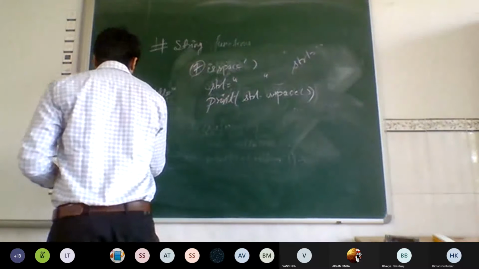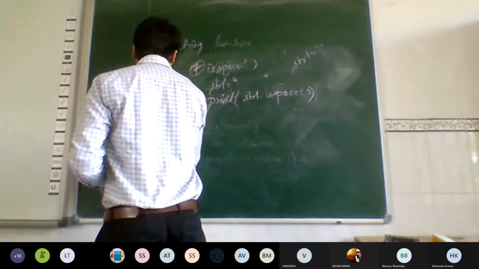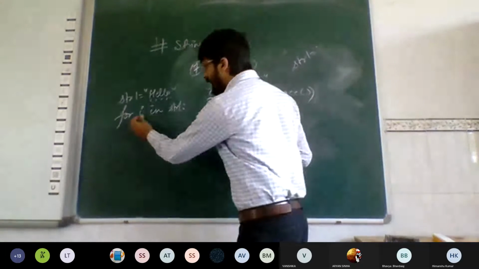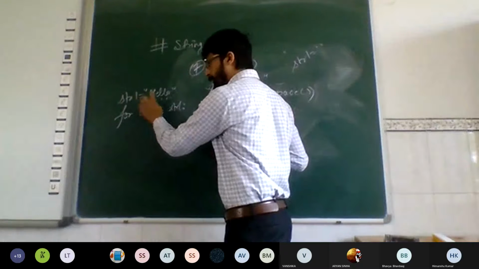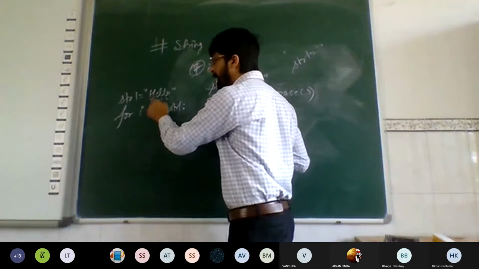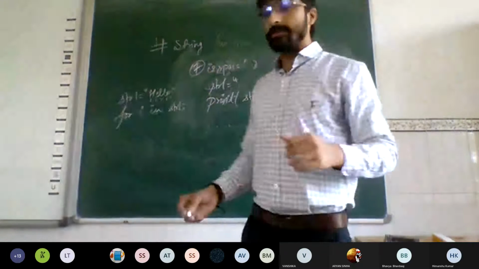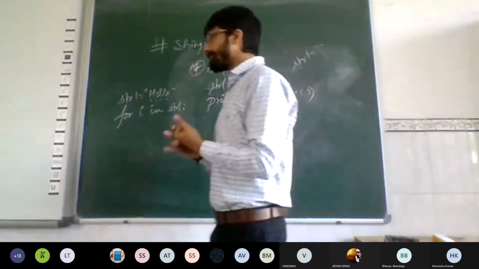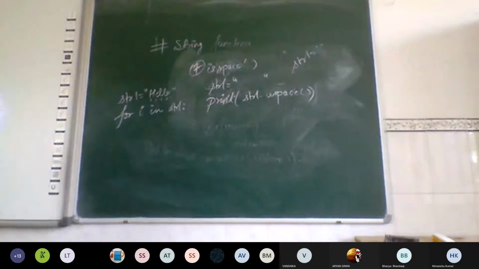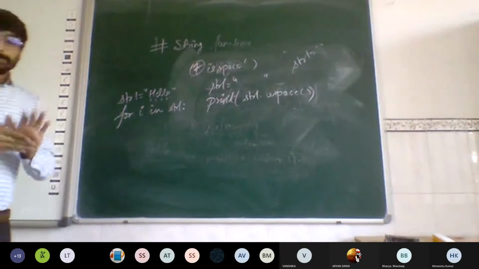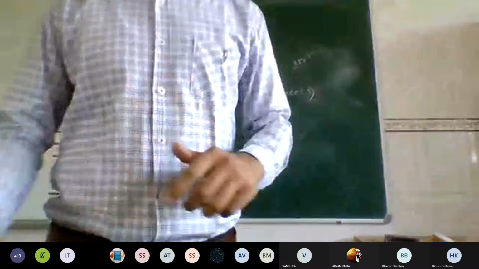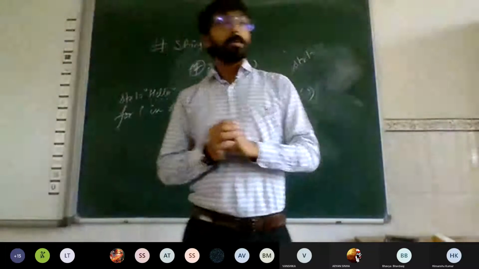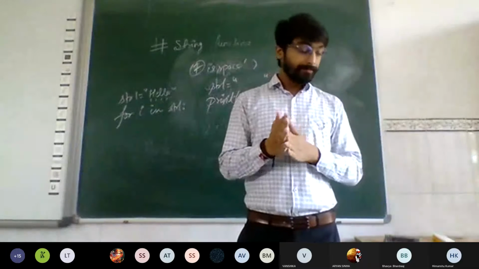The traversing is done like this. Here i is having the value h for the first iteration. For the next iteration, this will be having the value e. And so on. Write this program fast, everyone.